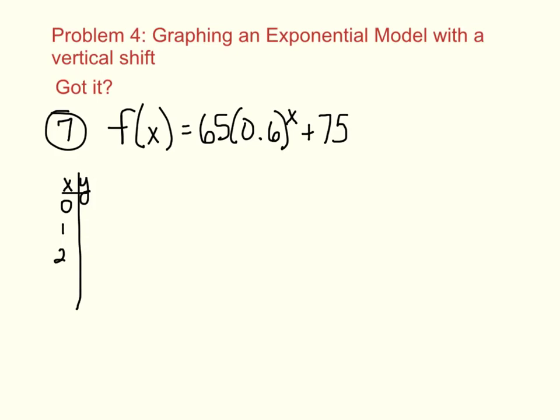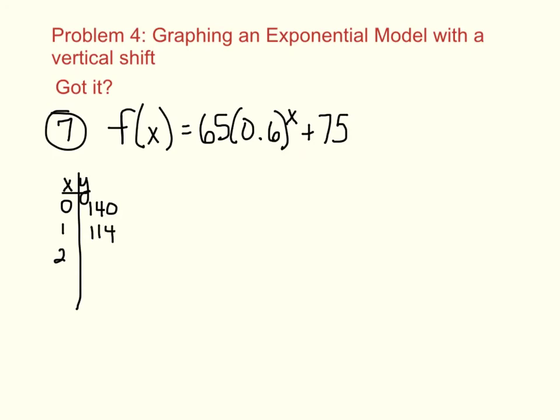If we plug in 0, 0.6 to the 0 power is just 1. 1 times 65 is just 65. And then it shifted up 75. So 65 plus 75 is 140. Now 1: 0.6 to the first power, which is 0.6, times 65, which is 39, plus 75, which is 114.